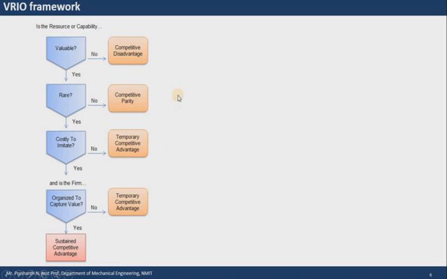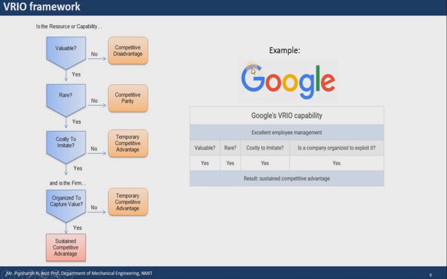Now, as an example, if you look at Google, Google is one such company, right? It has resources which are valuable, which are rare, and which are costly to imitate. And whether Google is geared up, or organized enough, to exploit all these things, the answer is yes. And what is the result? The result is that it enjoys a sustained competitive advantage.